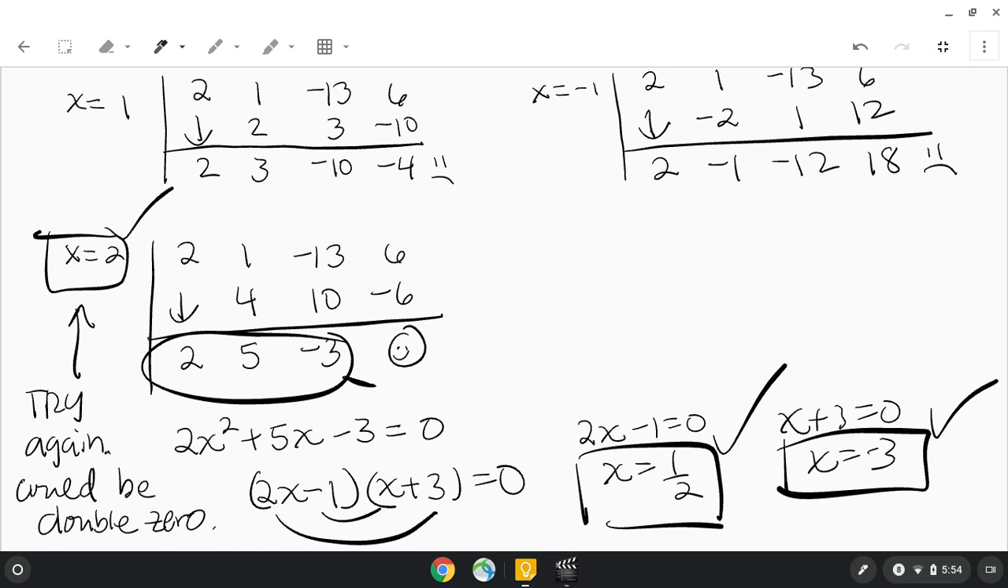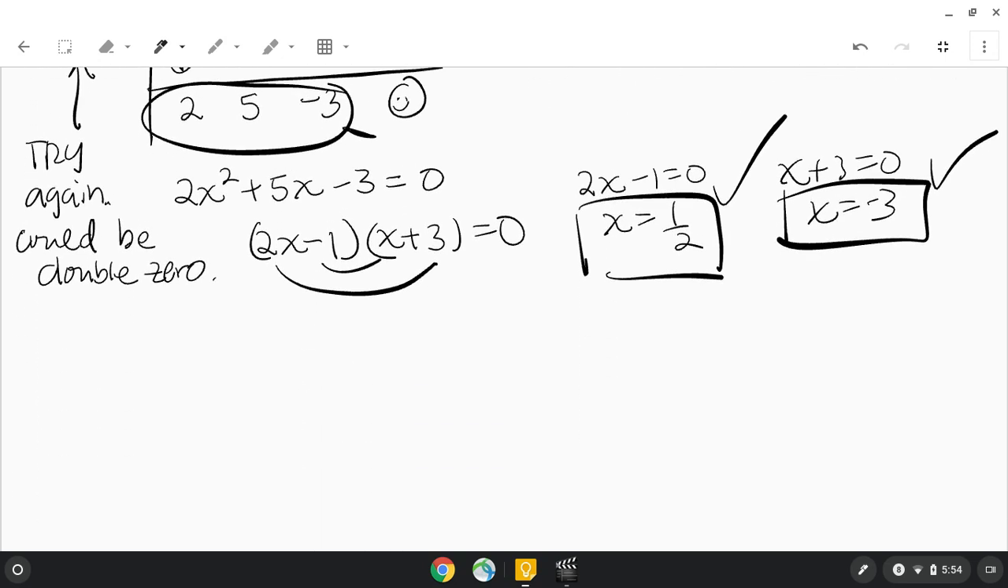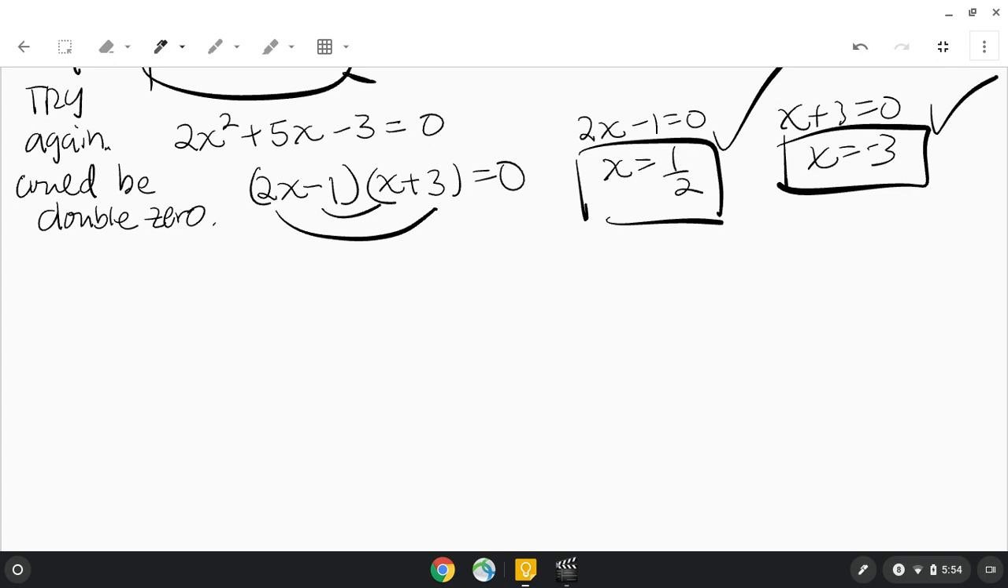So there's a theorem that says that if it's a degree n, then you will have n zeros. Do they all have to be different? No. Okay, so I could have had one of these repeat again. But you will have n zeros, not necessarily distinct. Okay, so let's have a look at another example.